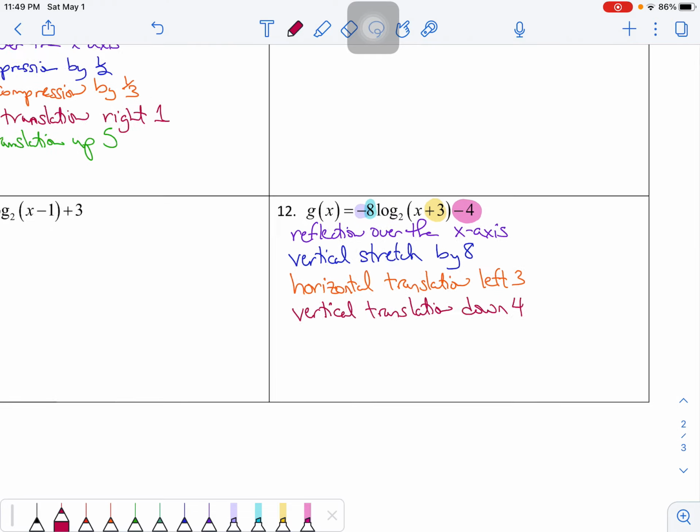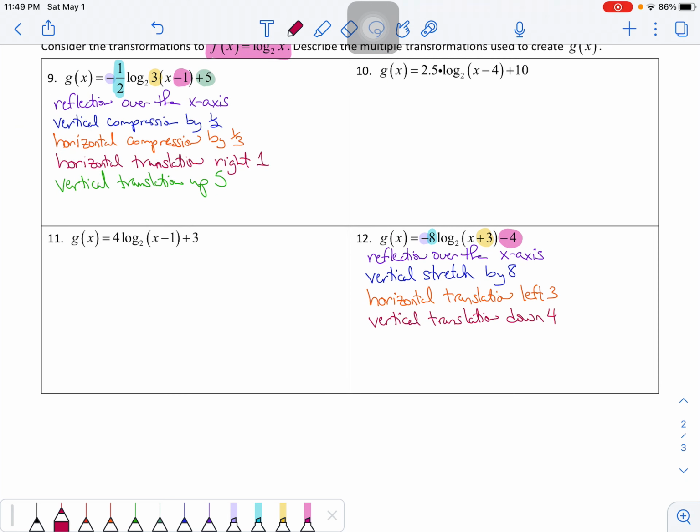All right, so we've done 2 problems on just listing the transformations. That's 9 and 12. And then we did 2 problems that had some graphing and then some key features. I'll go ahead and fill in 11 and 10 on the key. You can check your work against it.